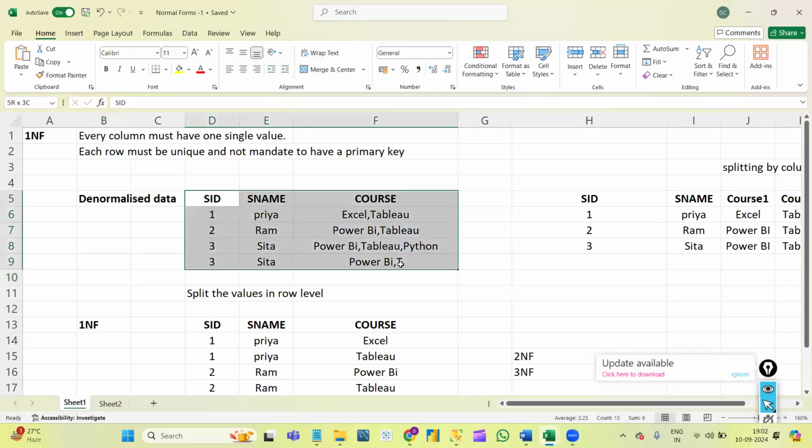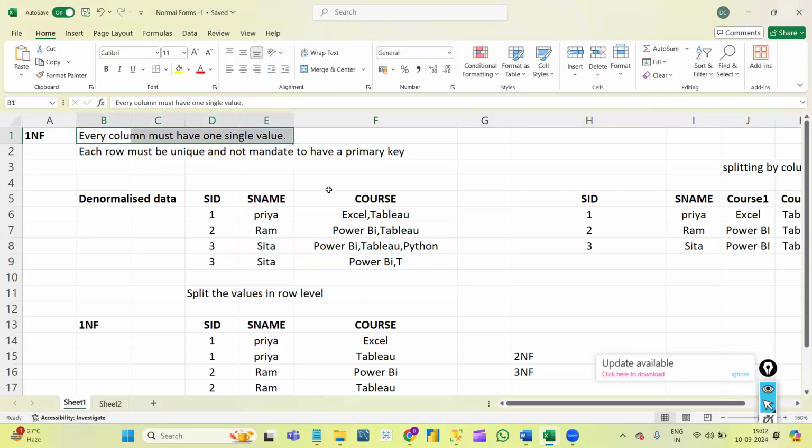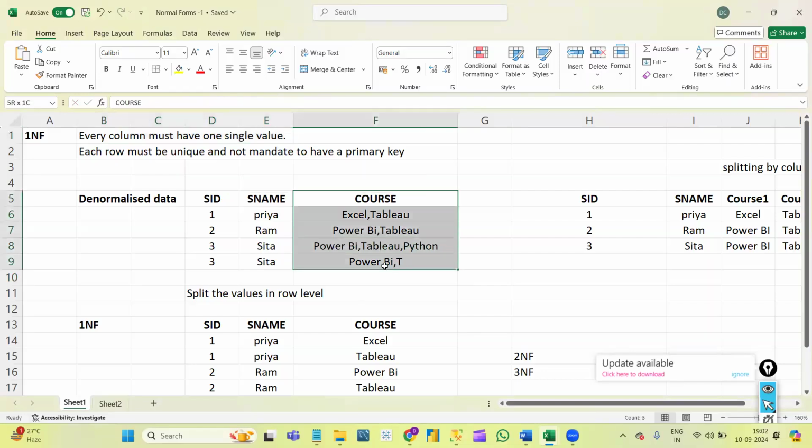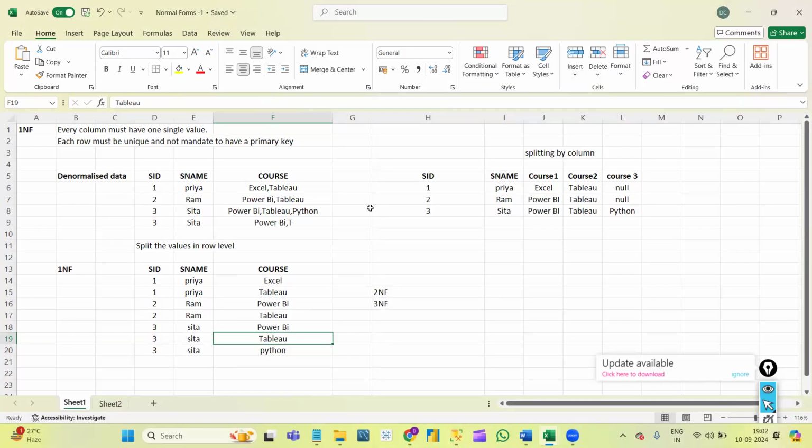So first we have data like this, correct? And after that, to satisfy the first rule, which states every column should have only one single value, what I did is split this column. In the course column, I have multiple courses. I split that column. But as I said yesterday, we will split using tools, not manually. But for now, let's forget about the tools and just try to understand the concept.